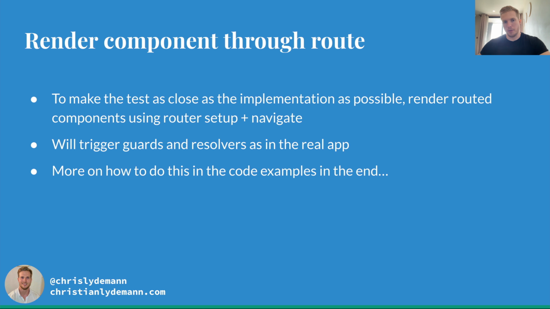So by rendering the whole route using the navigate approach, we will trigger guards and resolvers just as in the real app. And then we would mock out on the network level on the responses, for example, when you fetch data. And more on how to do this in the code examples in the end.